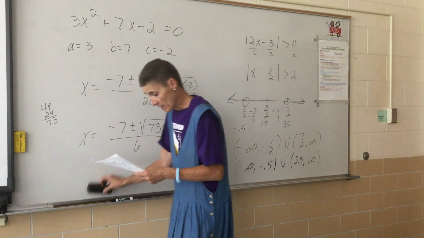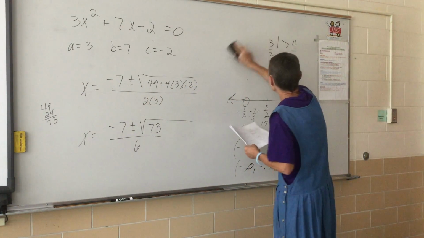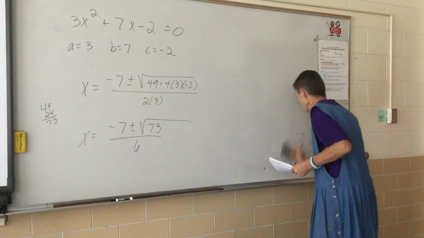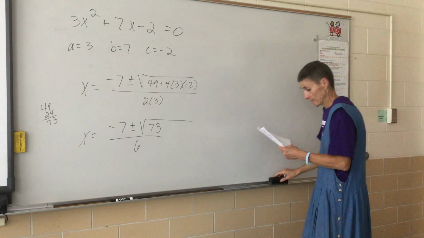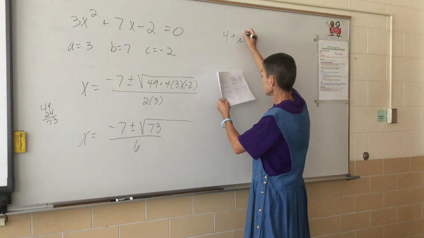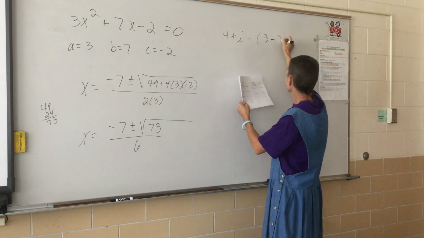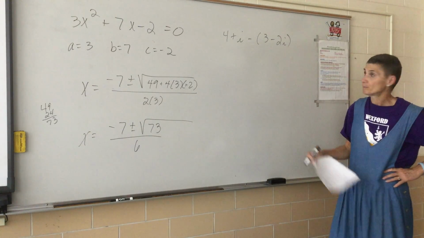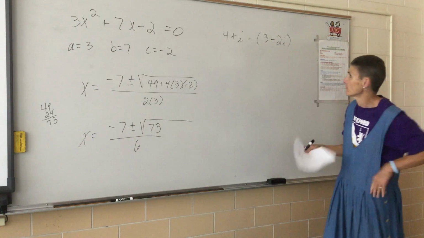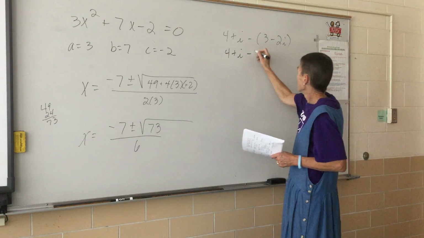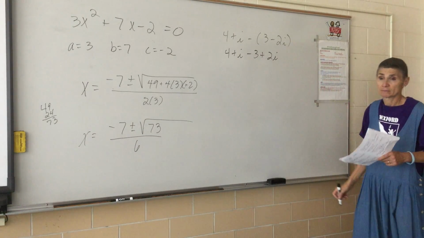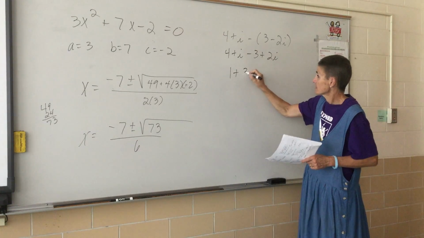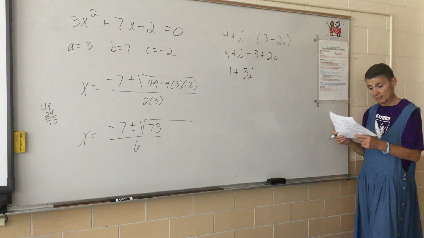That was pretty easy. All right, now number 2, I'm doing some operations with my complex numbers, my i's. So here we go. 4 plus i minus 3 minus 2i. Now, in order to collect like terms, I'm going to need to do my distributive here. Get rid of those parentheses. So 4 plus i minus 3 plus 2i. Distribute the negative all the way through. And we end up with 1 plus 3i. That's it. We are done with that problem.